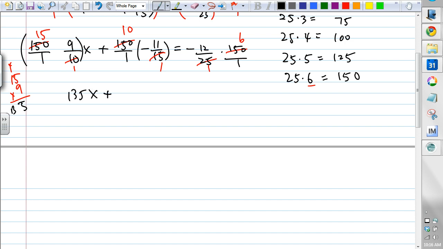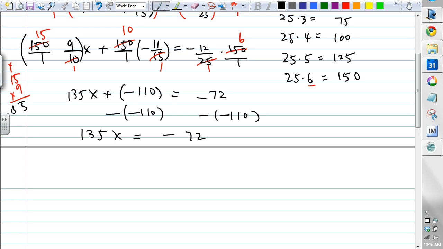135x plus negative 110 equals negative 72, right? Yeah, there you go. And since we're adding negative 110, we should then what? Subtract the same exact amount, which is negative 110. So then you get 135x equals negative 72 minus negative 110, which is the same as adding 110, isn't that right? So you get 135x equals, here when you add them together we have more positive.